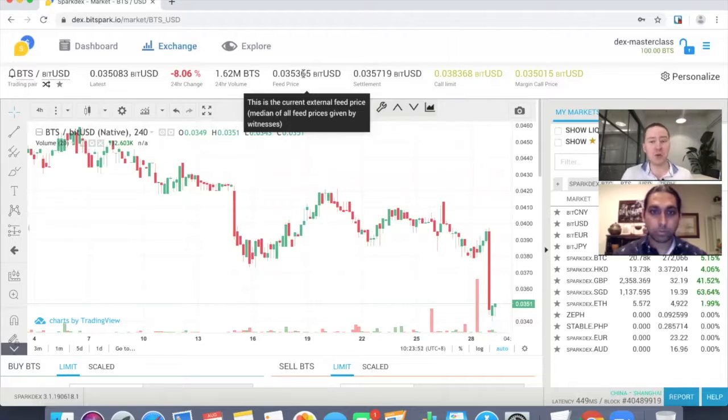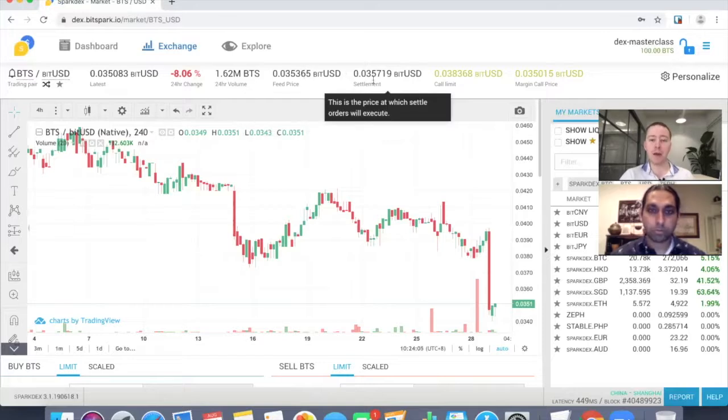So that's the current price that people are providing. What is a BitUSD worth? And that's the price at which you lock up your BTS to create some BitUSD. So if you did want to create some BitUSD, you can do it at that price. And then, of course, if you had some BitUSD and you wanted to redeem the collateral for it, that will happen at the settlement price here. So they're the core things.